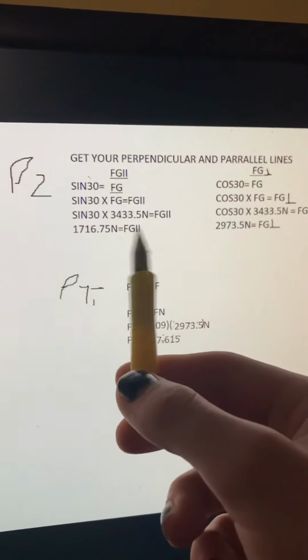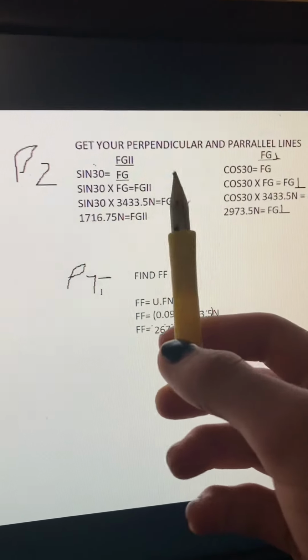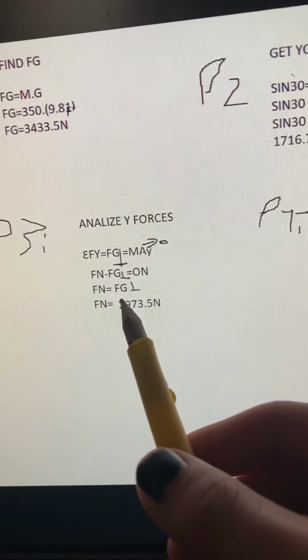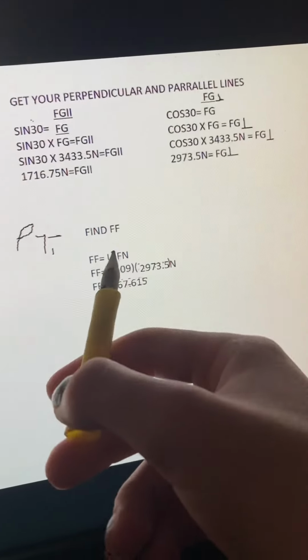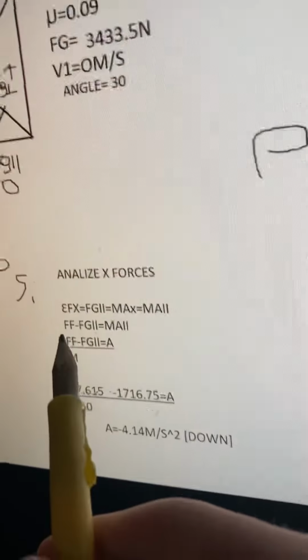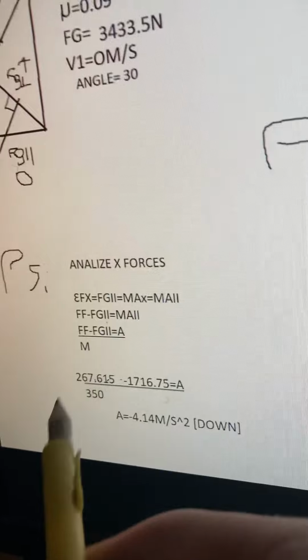So to quickly run through again, you find the weight of it in newtons. You would solve to get your parallel and perpendicular. You would get your forces in the y direction to get your Fn. You would then use that to get your Ff with your mu, and then you would make the final formula by analyzing it in the x direction.